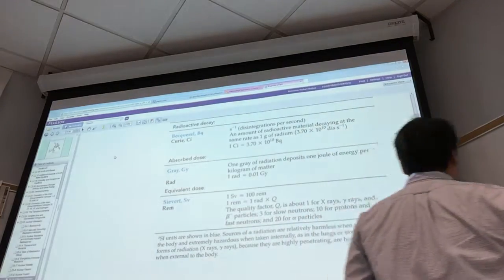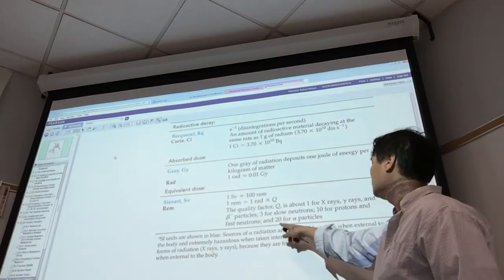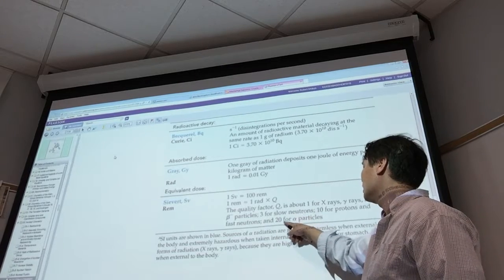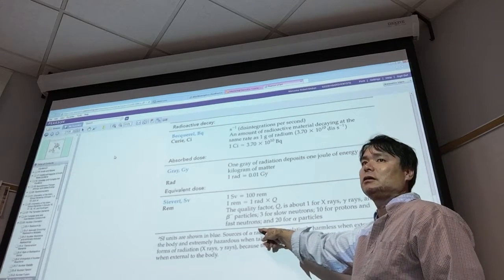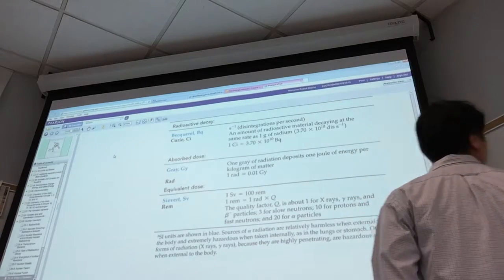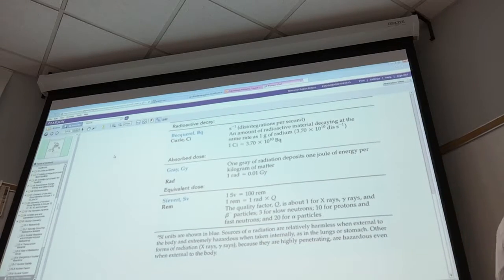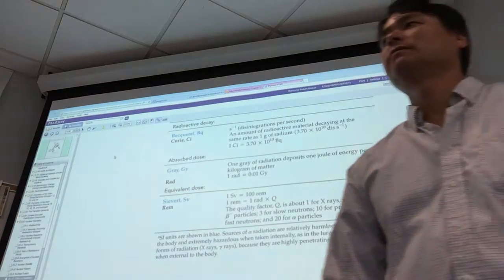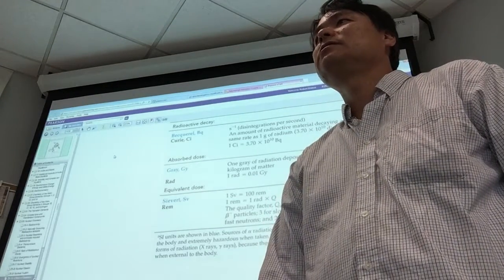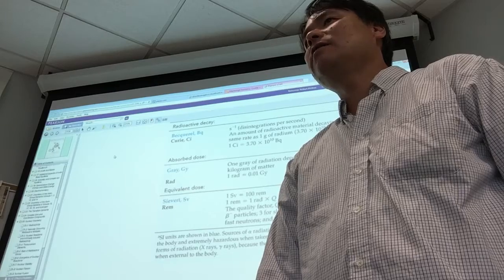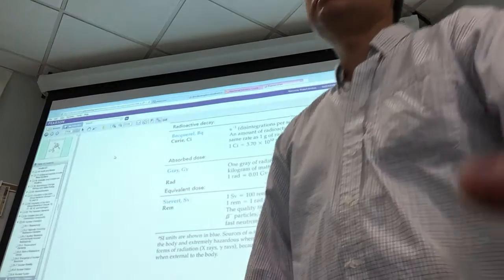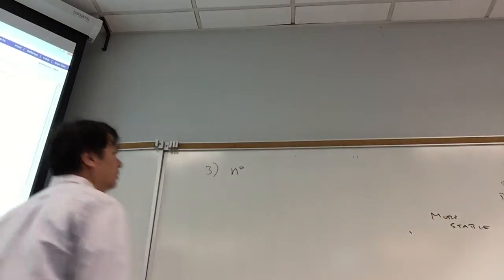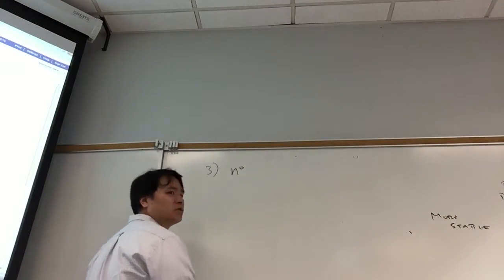Neutrons are quite damaging, you can see. You see this? 3 for slow neutrons, 10 for fast neutrons. And neutrons have what charge? 0. 0 charge. Because of their 0 charge, neutrons are very dangerous. Why?